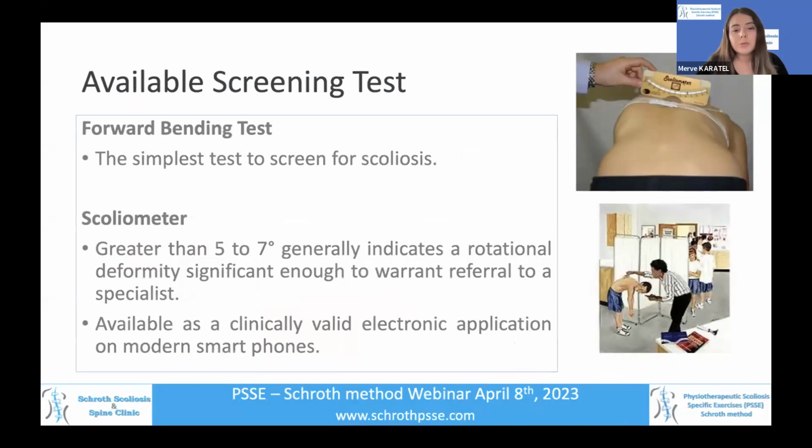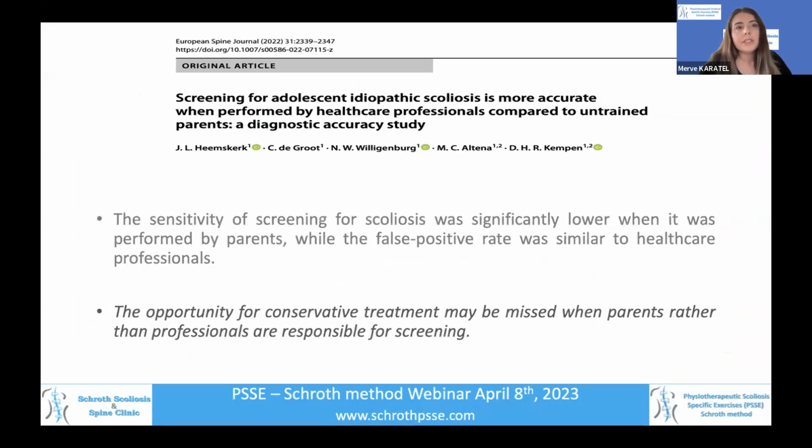We are running school screening projects in the southeast of Turkey with Professor Yakut. The easy and practically applied method that we use in school screening is the forward bending test and scoliometer for assessing axial trunk rotation. When we read greater than 5 to 7 degrees on the scoliometer, we usually refer to a specialist. There are some smartphone applications that act as a scoliometer. This paper is about the comparison of healthcare professionals and parents in the screening for adolescent idiopathic scoliosis. The sensitivity of screening was lower when it was performed by parents. For this reason, it's important that screenings are the responsibility of health professionals.